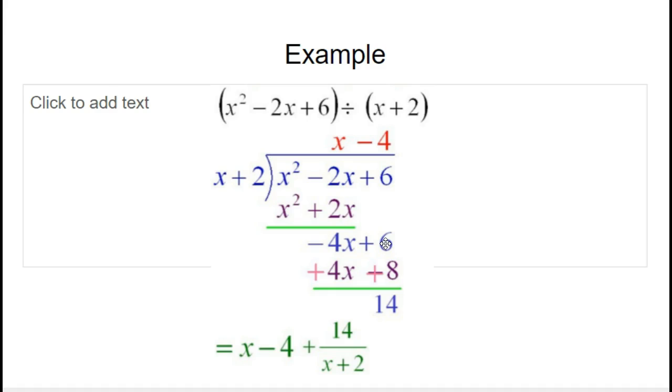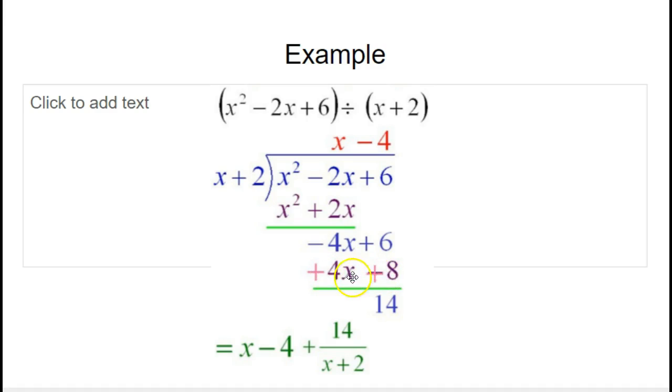At this point, we start the process all over again, and we only focus on the first terms. So we have x plus 2 here, but we're only going to focus on the x. Down here we have negative 4x plus 6, but again, we're only going to focus on the negative 4x. And we ask ourselves that question again. What do I multiply by x to get negative 4x? Well, I multiply x by negative 4. So now we go up here and we write negative 4 over the constant term. And we then have to multiply negative 4 by x plus 2. So negative 4 times x plus 2 is negative 4x minus 8.